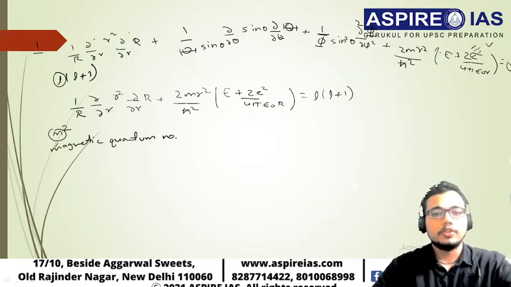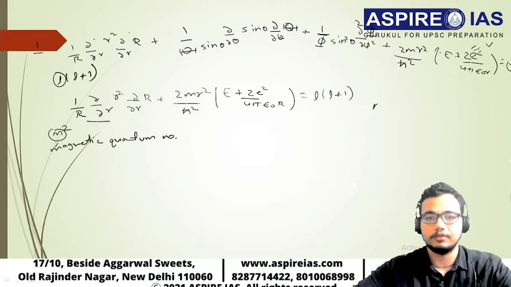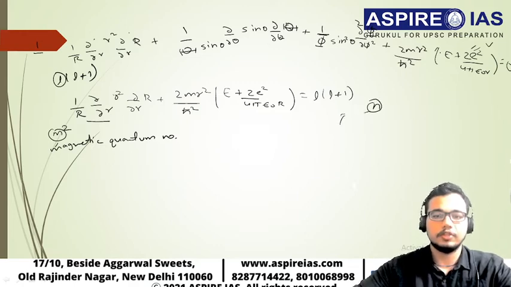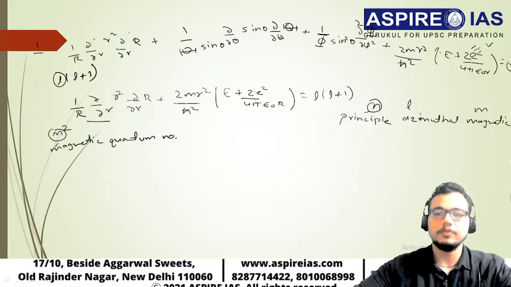Now here we do not need to remember all these equations because they are never asked. What we need to know is that from the Schrodinger wave equation for hydrogen atom in polar coordinates, we get three quantum numbers. First is n, the principal quantum number. Second is L, the azimuthal quantum number. Third is m, the magnetic quantum number.